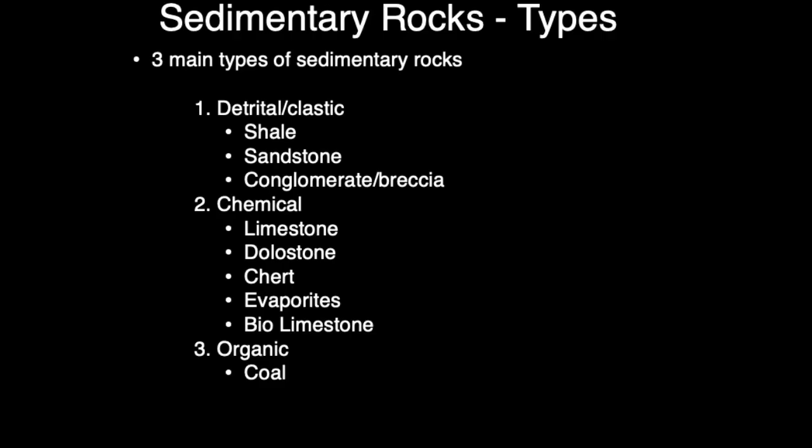So because the products of weathering are transported, deposited, and then transformed into solid rock in a variety of ways, geologists recognize 3 different categories of sedimentary rocks. These categories are based on the sediment that makes up the rock, and on the processes that make these rocks lithify, so compact themselves and cement.